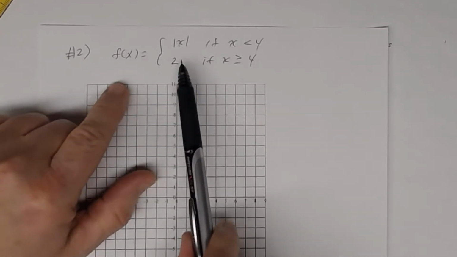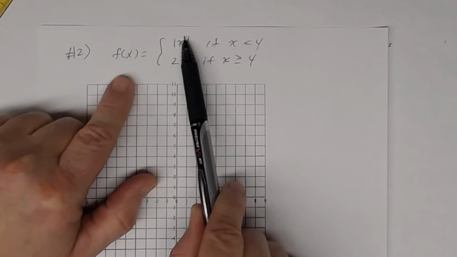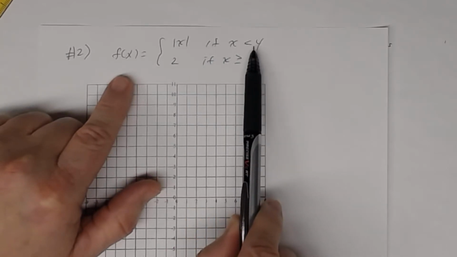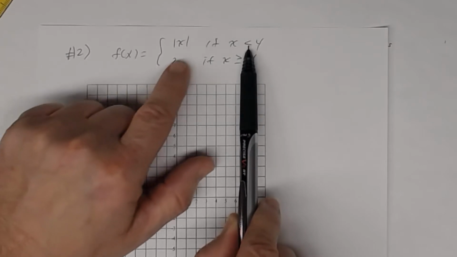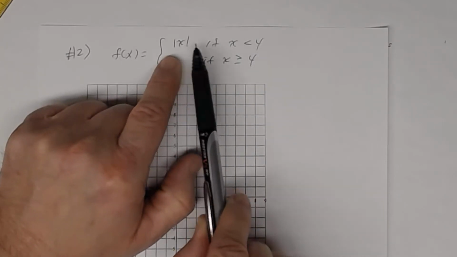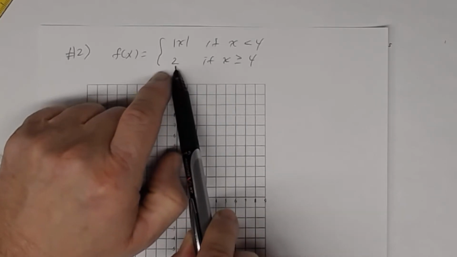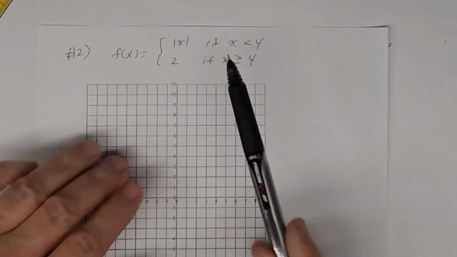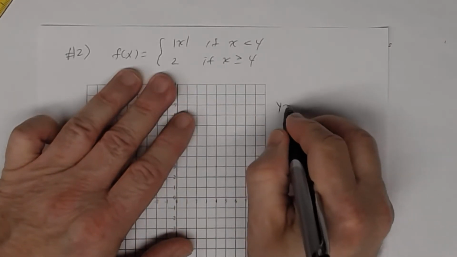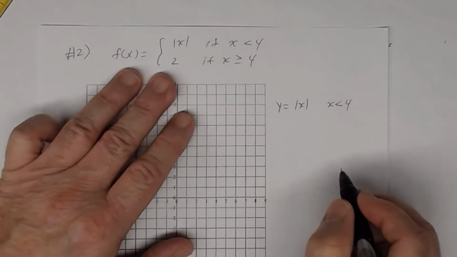So my function has 2 pieces. The first one has this formula, absolute value of x, but my domain is restricted to this. If x is less than 4, then I'm going to use this. If x is greater than or equal to 4, then I'm going to use this piece. So let's do each one individually. The first thing I would do is write the first one: y equals absolute value of x, and remember x is less than 4.